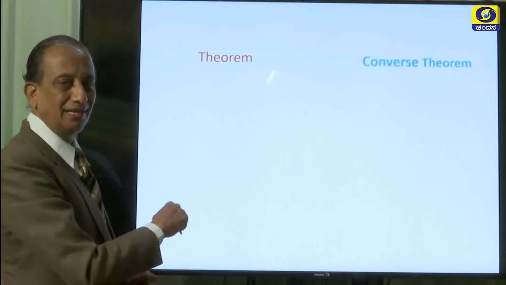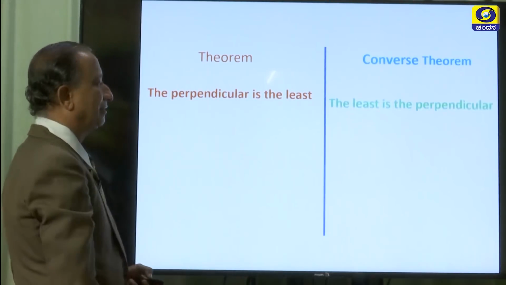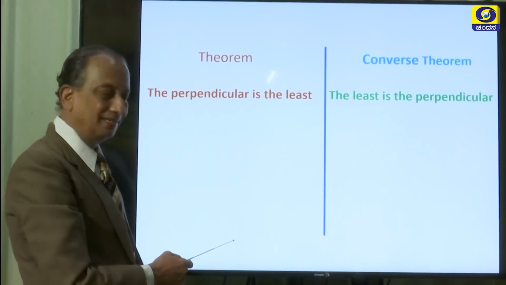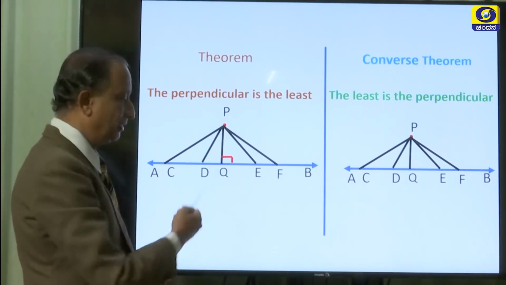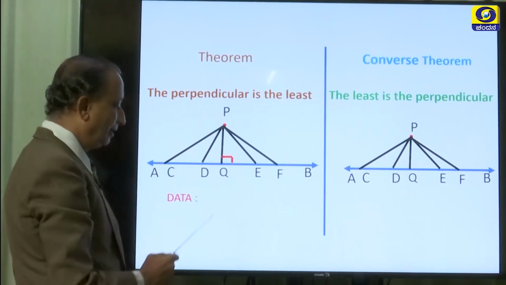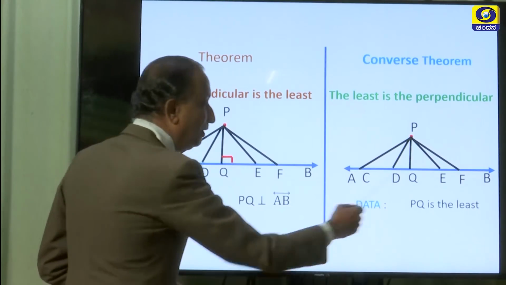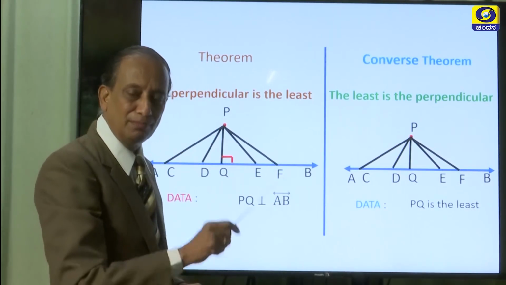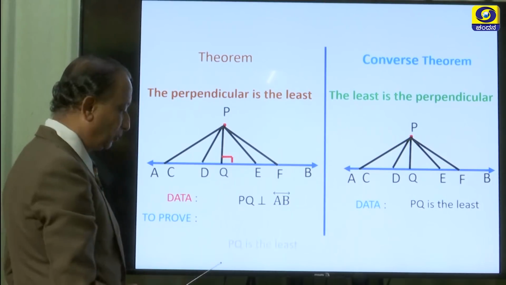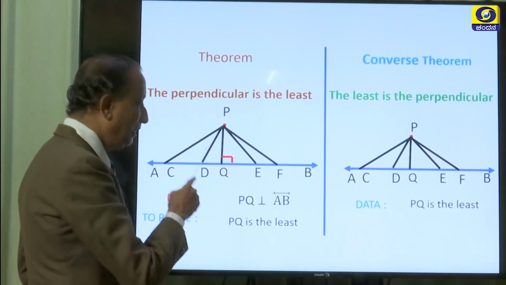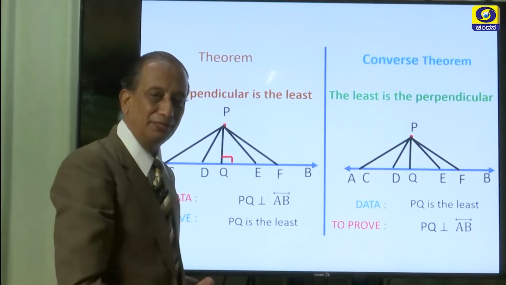So, having understood the theorem and the converse and the prerequisites, I wanted to briefly tell you the theorem and its converse. The theorem states the perpendicular is the least, whereas the converse, the least is the perpendicular. So, look at these two diagrams. In this case, for the theorem, the data is PQ is perpendicular to AB, whereas for the converse theorem, PQ is given as the least distance, the minimum distance, the shortest distance from the point P to AB. In the converse, we have to show that PQ is perpendicular to AB.